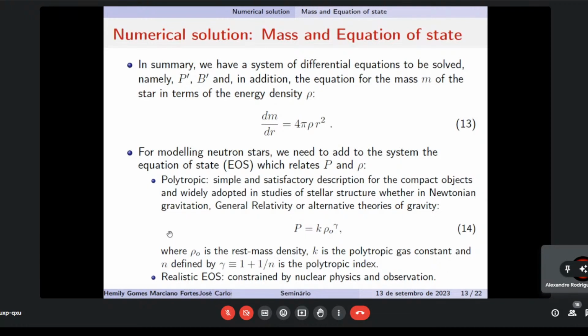On the other hand, we have the realistic equation of state, which is more complicated, if I can say that. And they're more realistic, that's what the name says, and they're constrained by nuclear physics and observation, so they describe reality better.